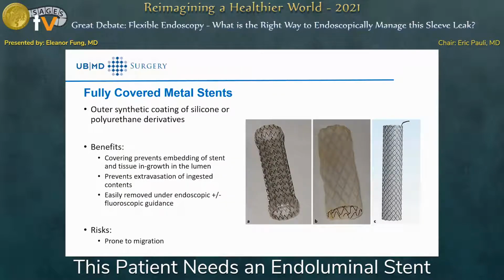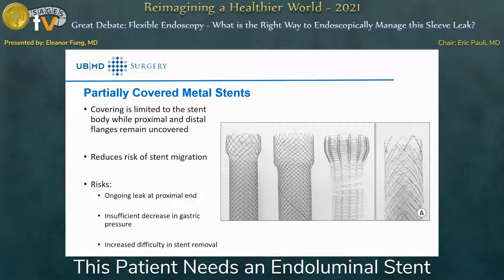So I'm just going to talk about the different types of stents that are present. The ones that we mostly use are fully covered metal stents. As you can see here, they're fully covered with either a silicone or polyurethane derivative. The reason this is helpful is that it prevents any extravasation of ingested contents. It allows patients to start eating almost immediately. The covering doesn't allow any embedding of the stent into the tissue, so it prevents tissue ingrowth. So it's easy to remove both endoscopically and fluoroscopically. Because of that, there's sometimes no adequate fixation, so it's a little bit more prone to migration. There are ways that we can help to fixate the stent, either with clips or by suturing.